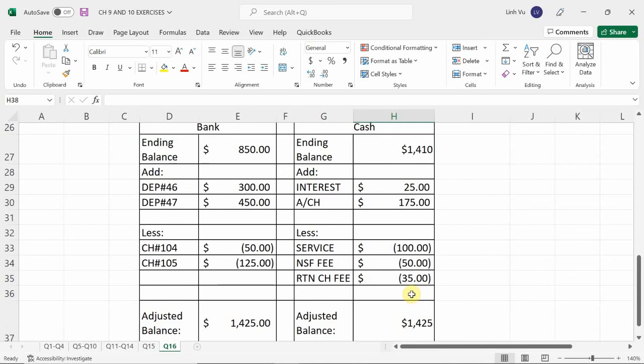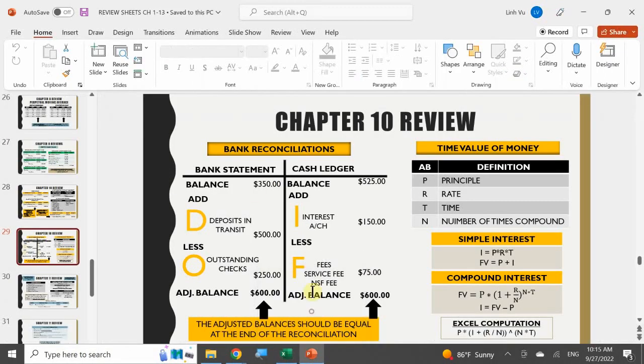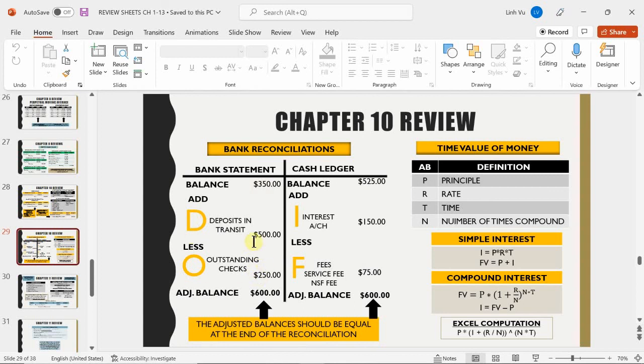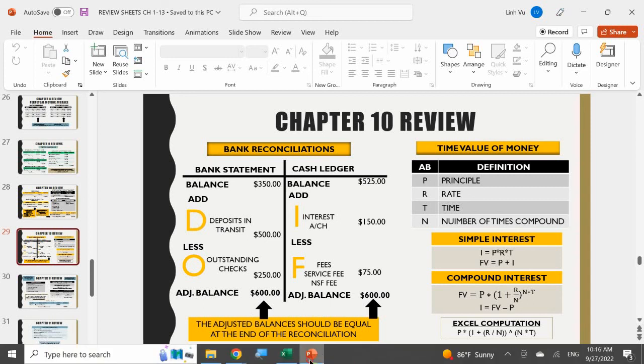So remember, the bank side is your dues, your cash side is your ifs, right? Bank side dues is deposits in transit, so all the money that you deposited, and then minus your outstanding checks, the checks that you've written that have not cleared yet, okay? And for the cash side, we have our ifs, where we're dealing with interest and ACH, and then we subtract out any fees because the bank already collected the money for me, and they also charge me those fees automatically. They take it out of your checking account without you knowing, right? It's automated, okay?